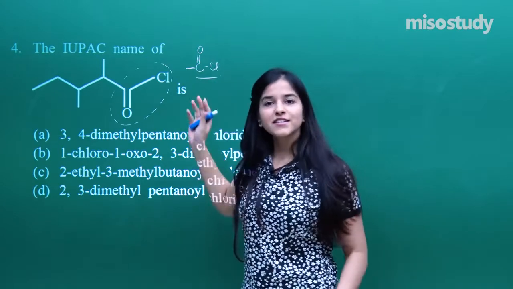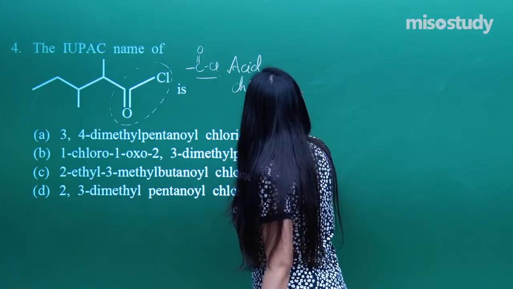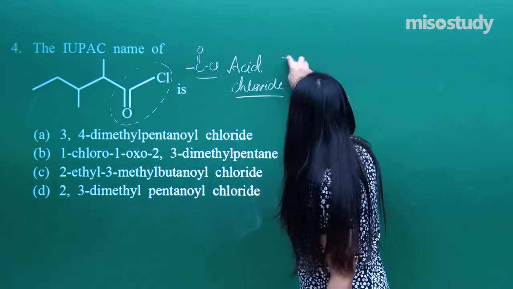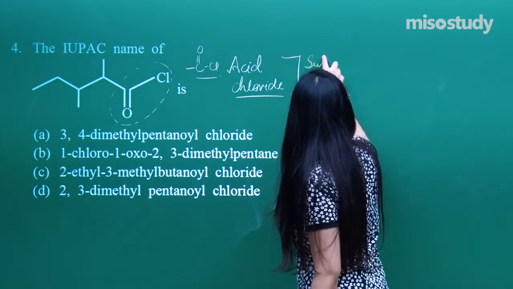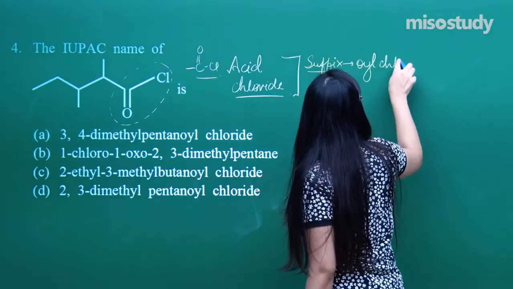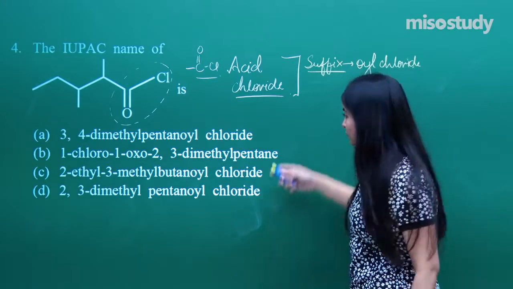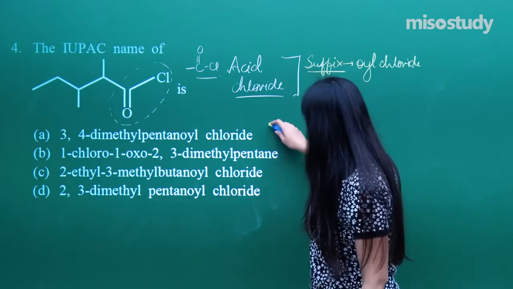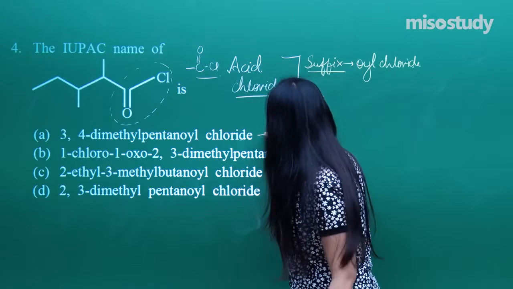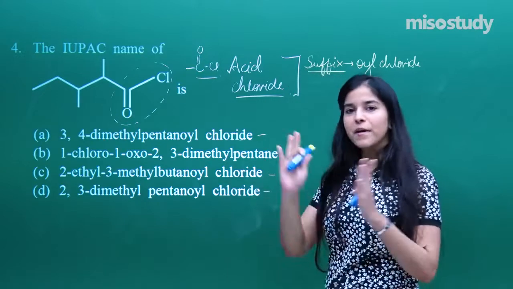That is the acid chloride group. So I hope you recognize it. And what kind of suffix do we use over here? We use oyl chloride. So I hope you all are able to recall the concepts. So that is what we want to do. Where is the oyl chloride mentioned? Oyl chloride, oyl chloride. Okay, in 3 options I have got it. So I have eliminated one possibility. Let's move on to expanding the structure first.